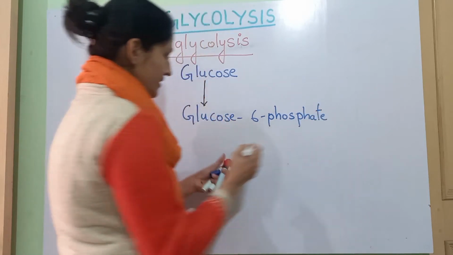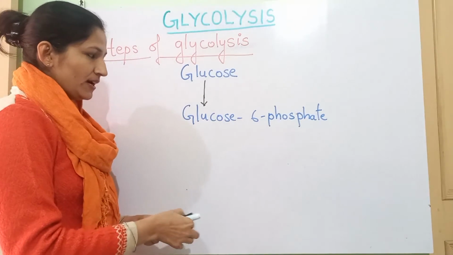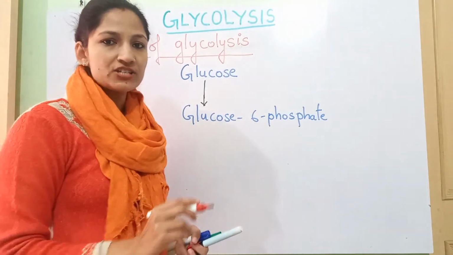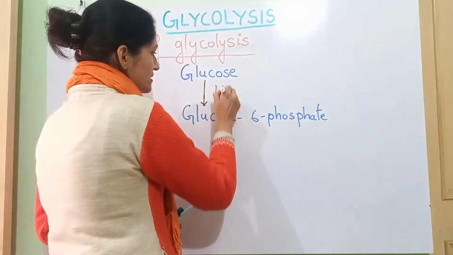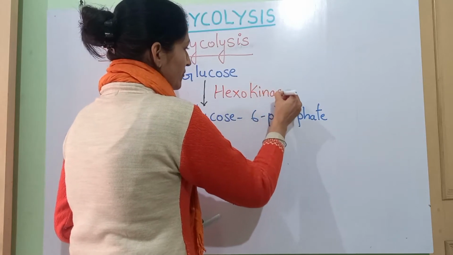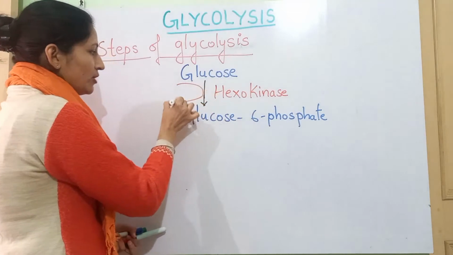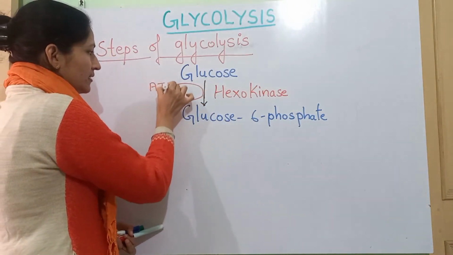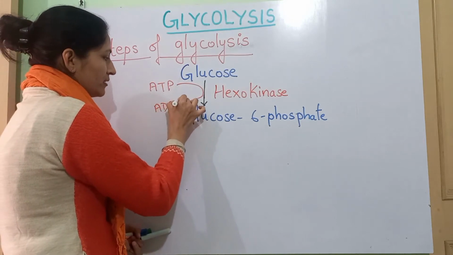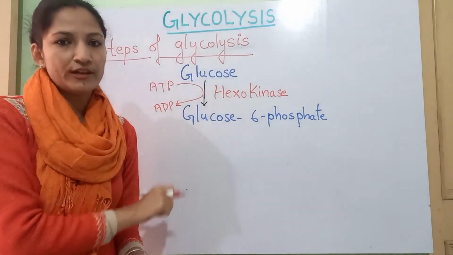And this phosphorylation is done by the enzyme called hexokinase. Okay? Enzymes which help in phosphorylation are kinases. So this one is hexokinase. And by the use of one ATP molecule, ATP is utilized, ADP is formed, and by using this ATP, this glucose molecule gets phosphorylated.